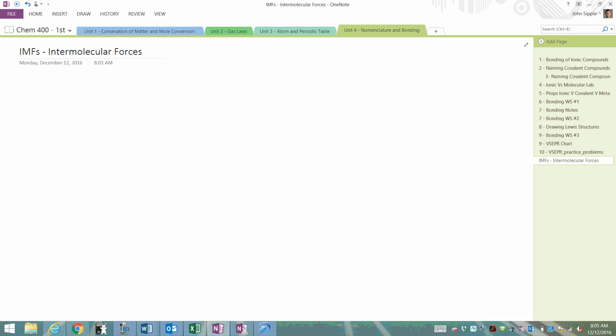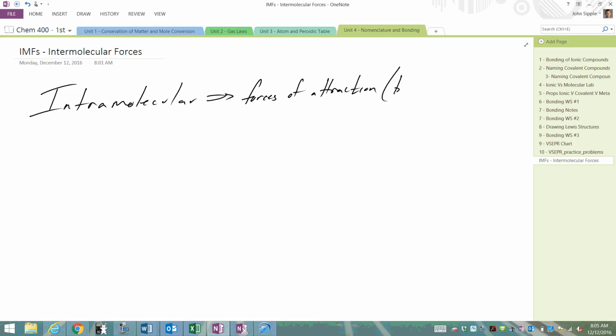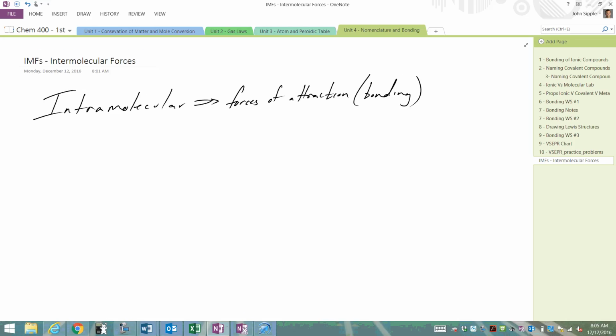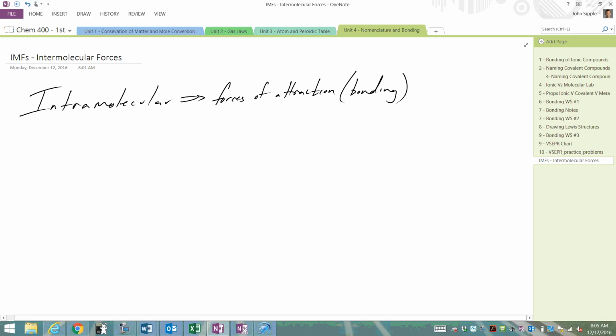All right, so at this point, we've really talked about intramolecular forces. These are forces of attraction, and really what I'm going to call this is bonding. It's really bonding that we've talked about to this point.